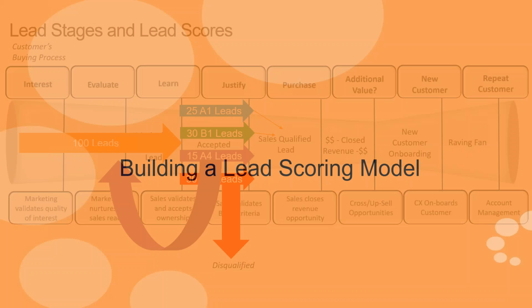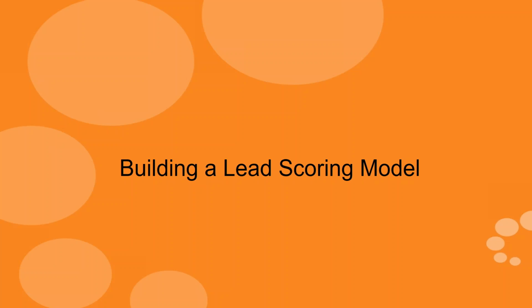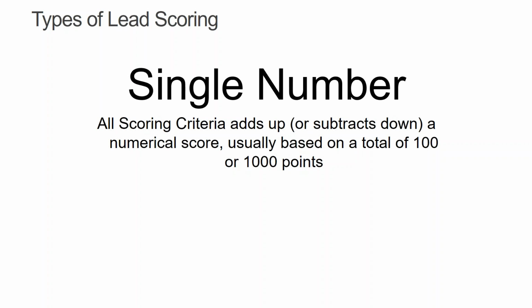So moving on, how do you actually build this? How do you get to the point where you can actually figure out what an A1 or a B1 or perhaps a different lead scoring model you're going to use? How do you actually go about putting in place the things that you need to consider and the decisions that you need to make in order to build out this scoring model? What do you do? So first of all, let's go through types of lead scoring.